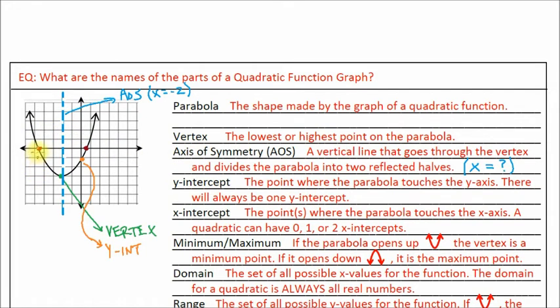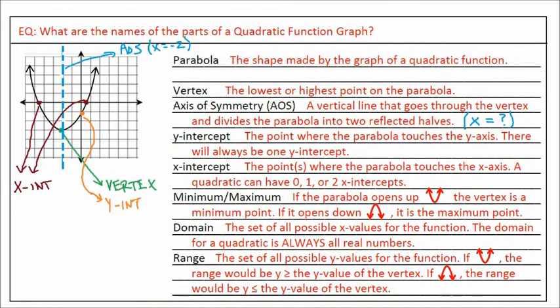Let's go ahead and label these here. So I'll put an arrow here. Let's pick up this arrow here. And we're going to call those the x-intercepts. Okay. Next thing, minimum or maximum.